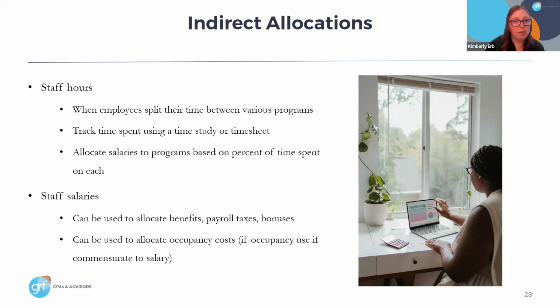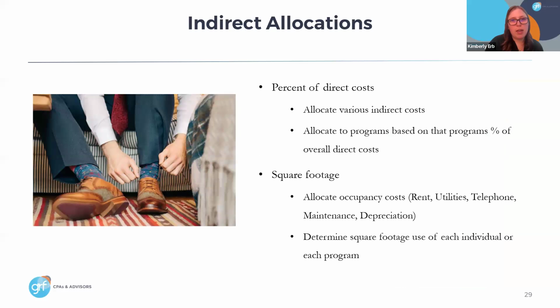The next one is staff salaries can be used as a basis to allocate indirect costs. And it's most commonly applied to allocate other salary dependent shared costs such as benefits, payroll taxes, bonuses, retirement expenses, and they would use the salary allocations to allocate these expenses as well. So if you have 30% of salaries on one program, 50% of salaries in another program, you would pull those allocations down to those shared salary costs to allocate them out as well. And then we'll go into the next one on this slide.